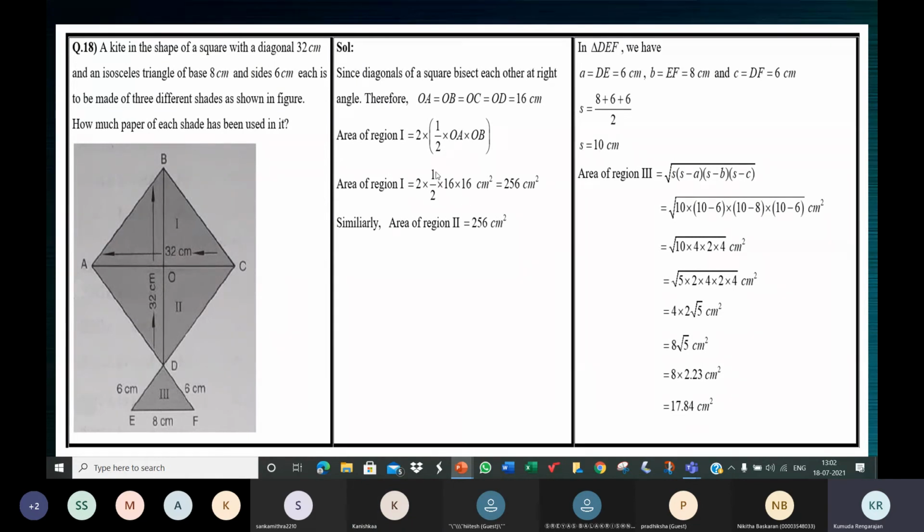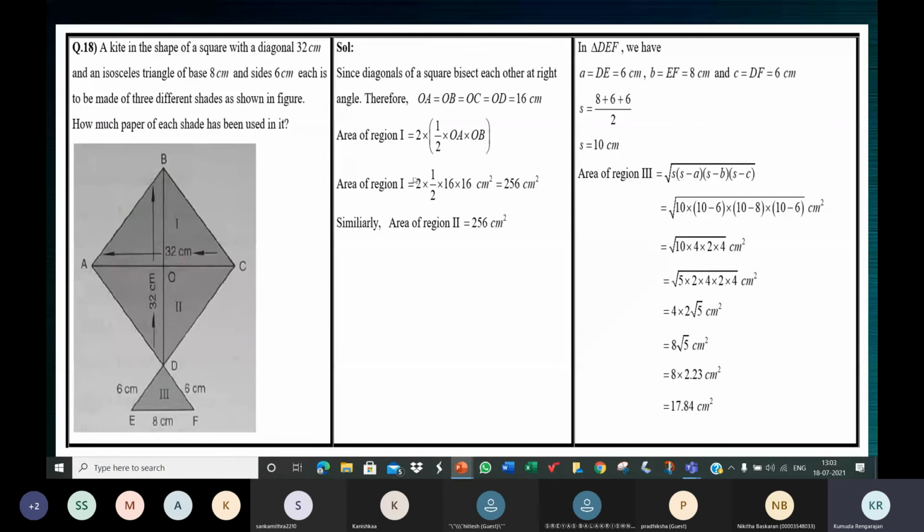See here, can you see? Half base into height. This triangle alone, the area of the triangle BOC alone. Base is 16, height is 16. Find the area of this one triangle and double it to get the area of this whole triangle.